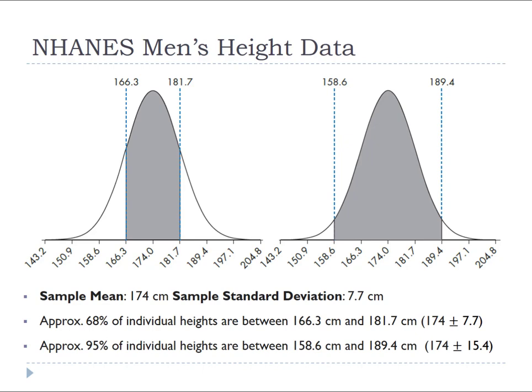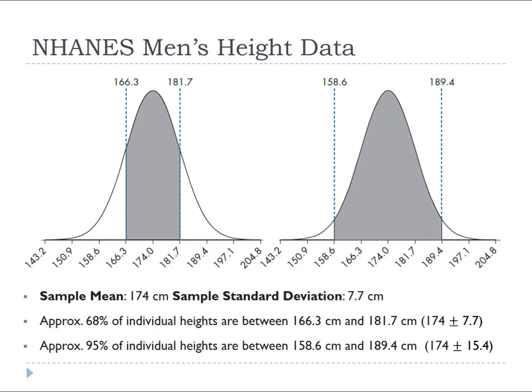In the figures presented, we are looking at the distribution of men's heights data with the histograms removed so we can focus on the characteristics of the normal distribution. For data that follows the normal distribution, approximately 68% of individual values are within one standard deviation of the mean, and approximately 95% of individual values are within two standard deviations of the mean. This is known as the empirical rule for the normal distribution.